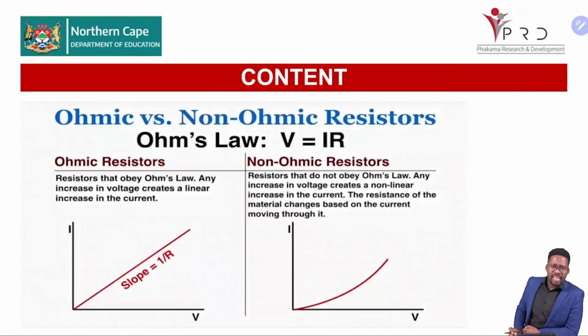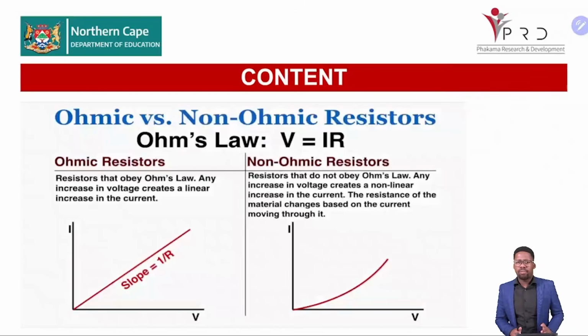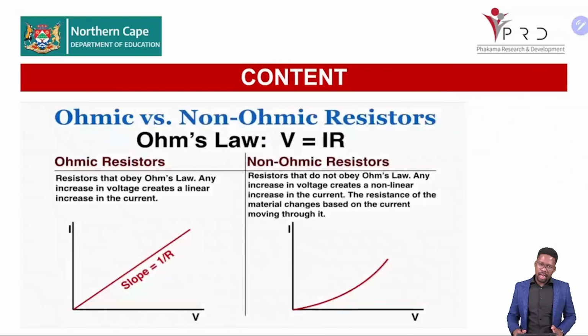Now, the exam guideline says we must be in a position to distinguish between an ohmic conductor and a non-ohmic conductor, an ohmic resistor and a non-ohmic resistor. When we talk about an ohmic conductor or an ohmic resistor, it is a resistor that obeys Ohm's law. A non-ohmic conductor or non-ohmic resistor is a resistor that does not obey Ohm's law.